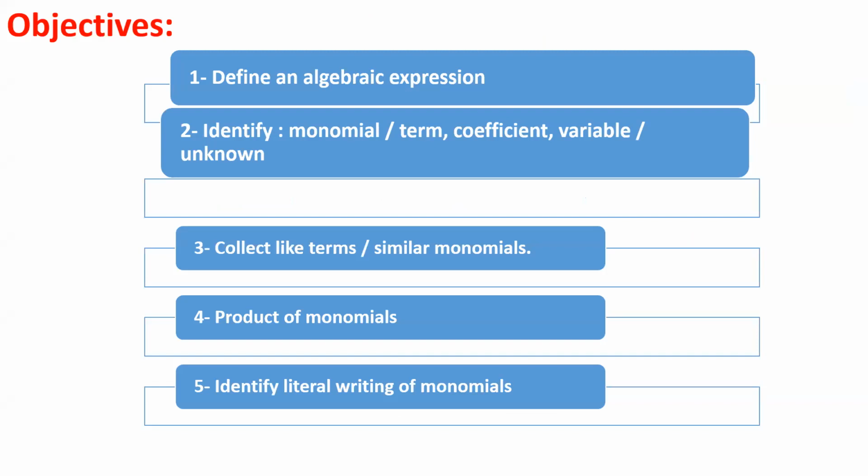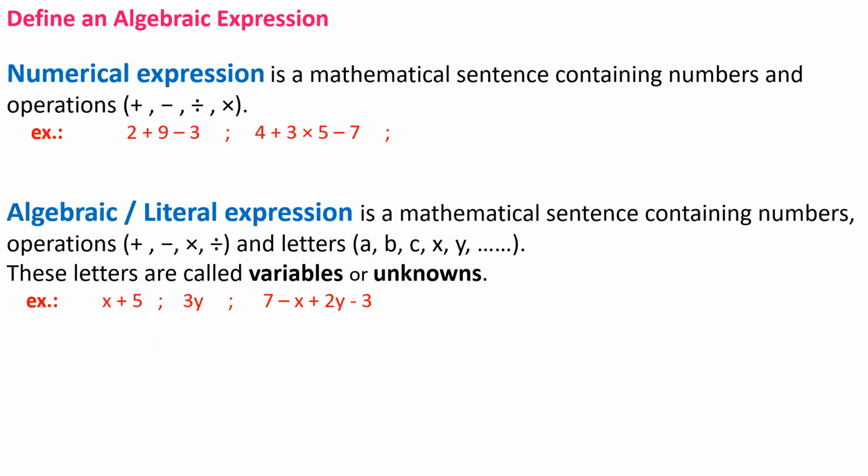Objective number 1, define an algebraic expression. Number 2, identify a monomial or a term. What's a coefficient, a variable or unknown? Number 3, collect like terms or similar monomials. Number 4, the product of monomials. And number 5, identify the literal writing of monomials.